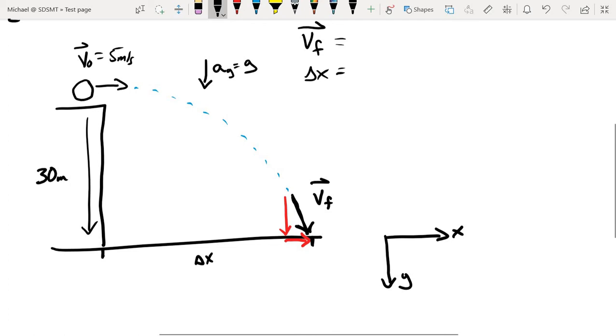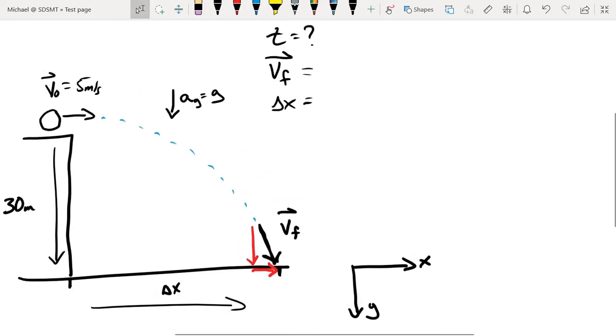And then as far as the x-axis goes, my initial velocity is pointing to the right. My final velocity has a component that is pointing to the right. The displacement of the rock is to the right. And so that makes everything in the x direction also positive.